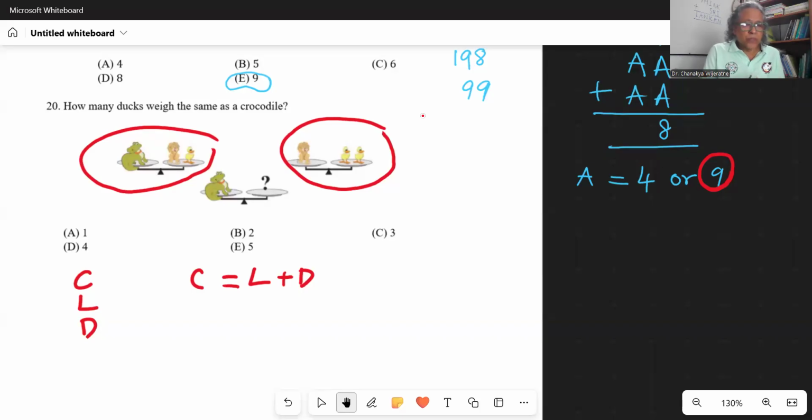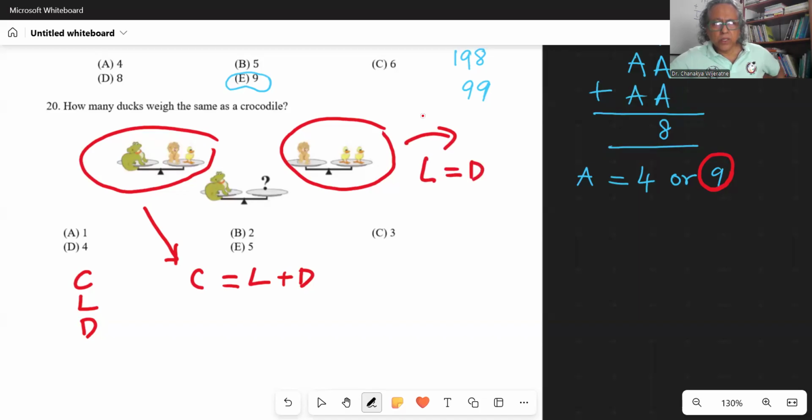L stands for the weight of the lion. D stands for the weight of the duck, and their sum is equal to the weight of the crocodile. And this lion is equal to duck plus duck. Then we need to find out the weight of the crocodile in terms of ducks. So it looks like a difficult question, but what if we put the same thing on the balances?